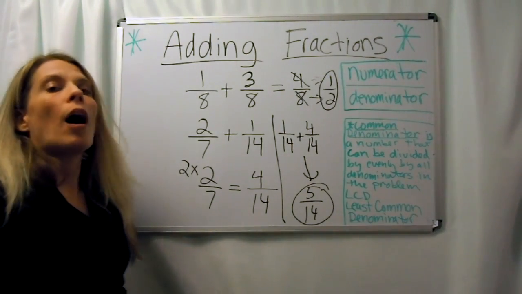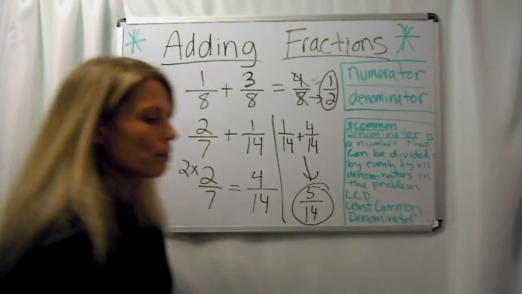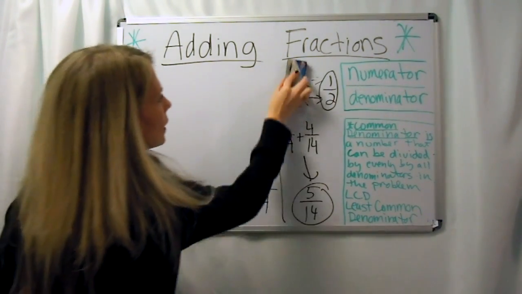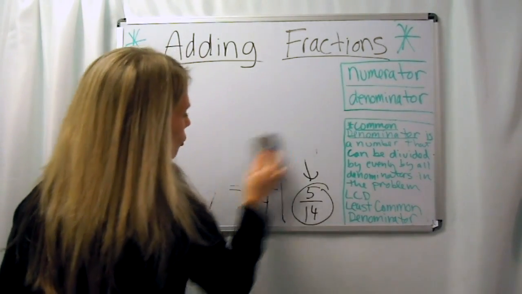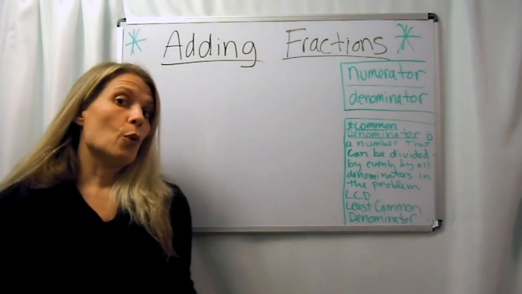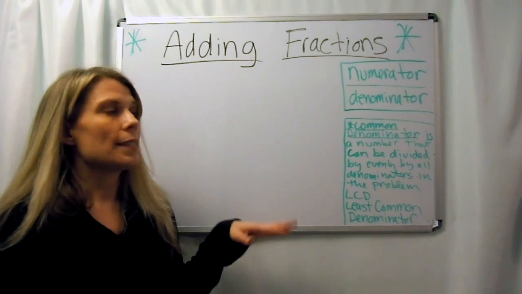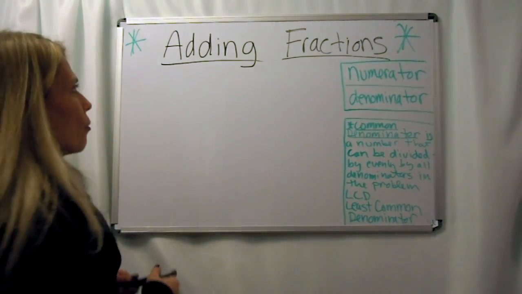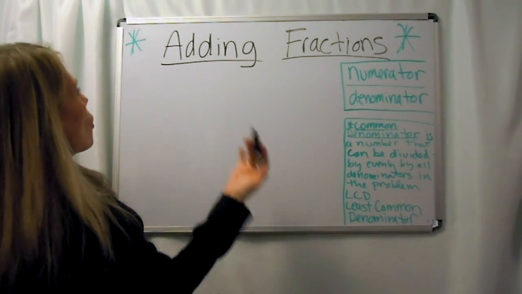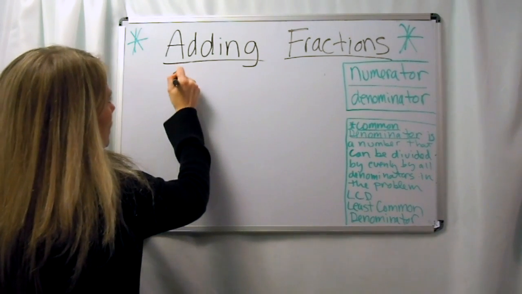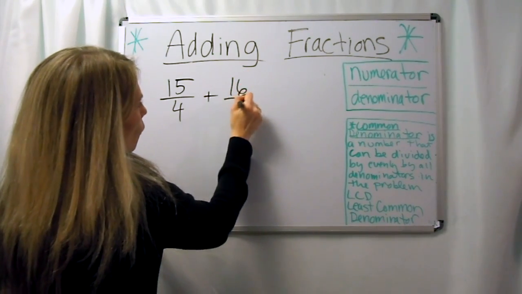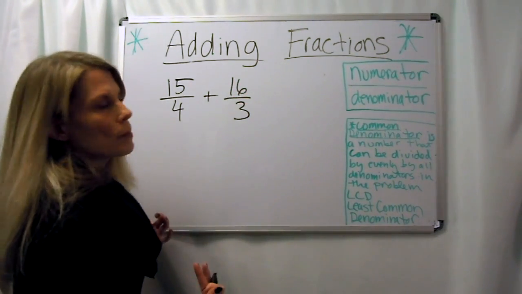Okay, so let's look at some problems with mixed numbers. Now, first, let's just review improper fractions. So the fractions that we just looked at are what we call proper fractions. Proper fractions are when our numerator is less than our denominator. An improper fraction is when our numerator is greater than our denominator. So that would be something like 15/4 plus 16/3. We want to change these to a mixed number first.